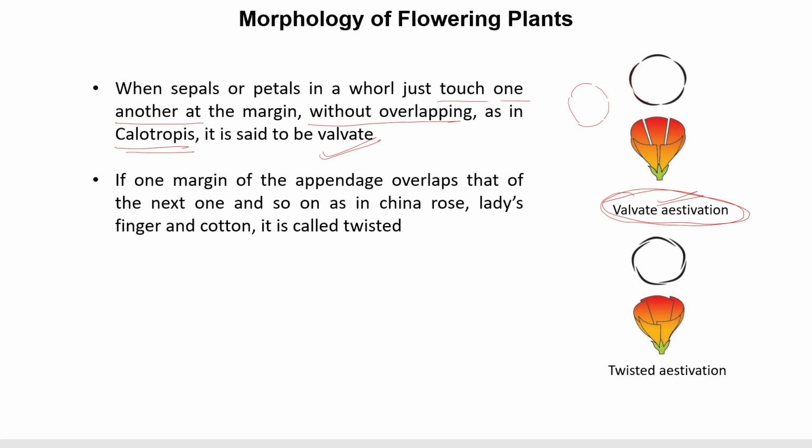If the margin of the appendages overlaps the next, this can be seen in China rose, lady's finger and cotton. This is called twisted. So here you can see this overlaps this one, and this overlaps this one, like this. So the ends of the appendages overlap with the next appendages. So this is called twisted aestivation.